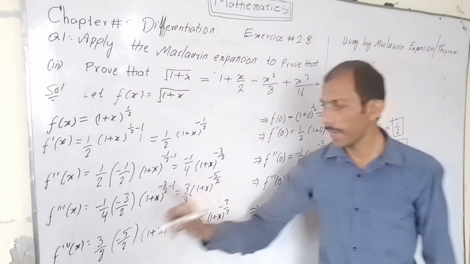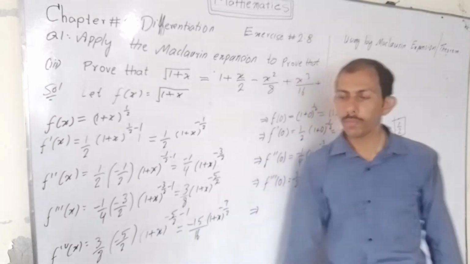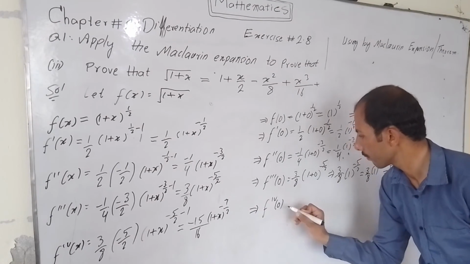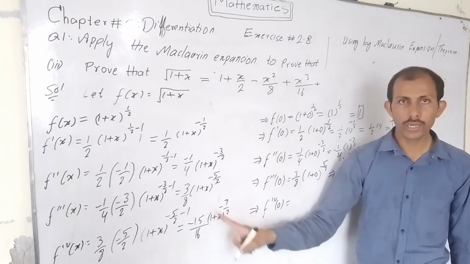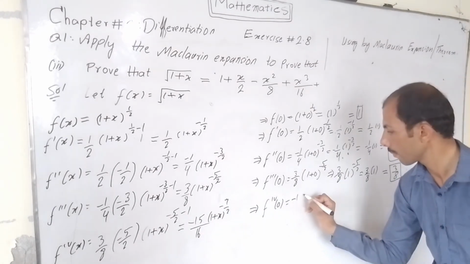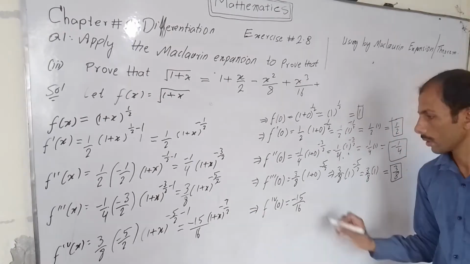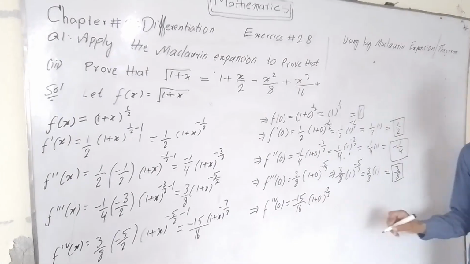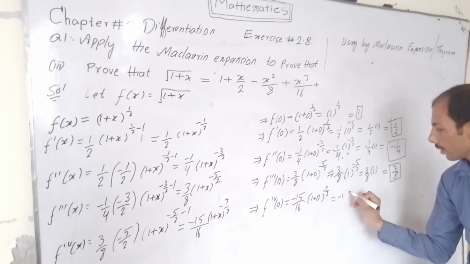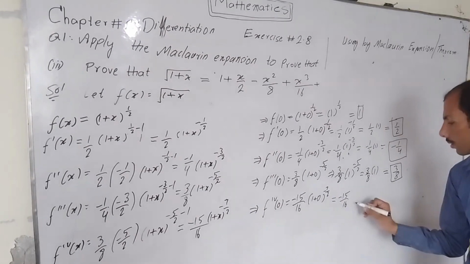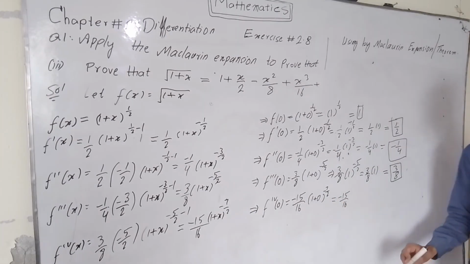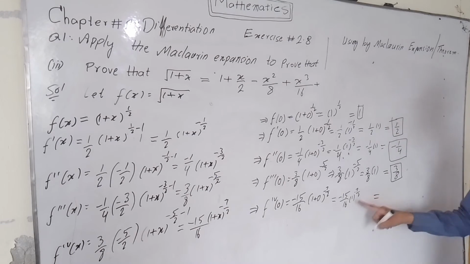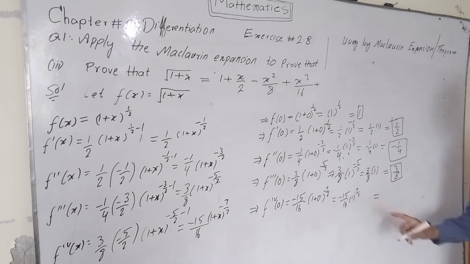This implies that at x equal to 0, the fourth prime of 0 is equal to minus 15 over 16 into 1 plus 0 whole power minus 7 divided by 2 is equal to minus 15 divided by 16 into 1 power minus 7 divided by 2. 1 power minus 7 divided by 2 is equal to 1, so it is minus 15 over 16.